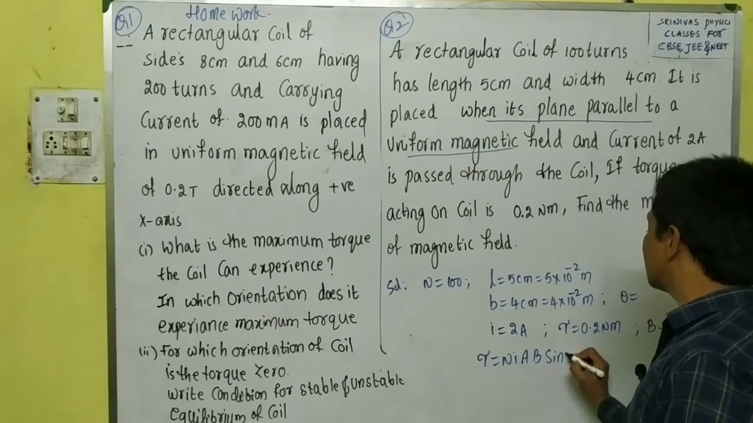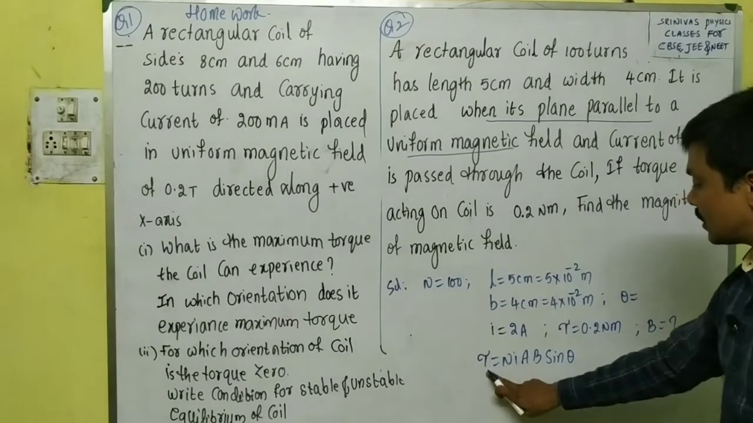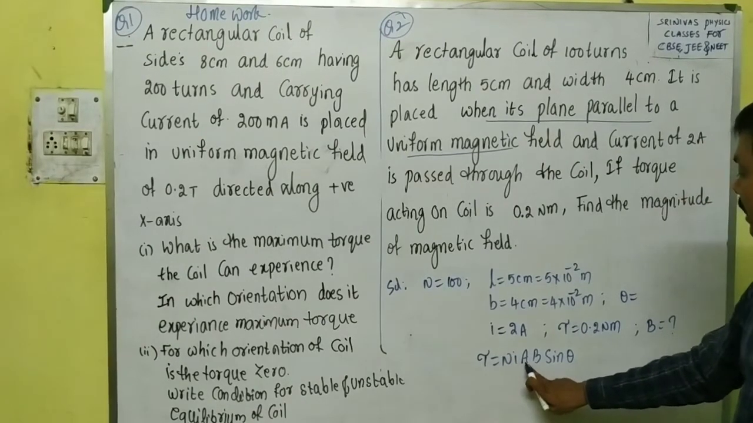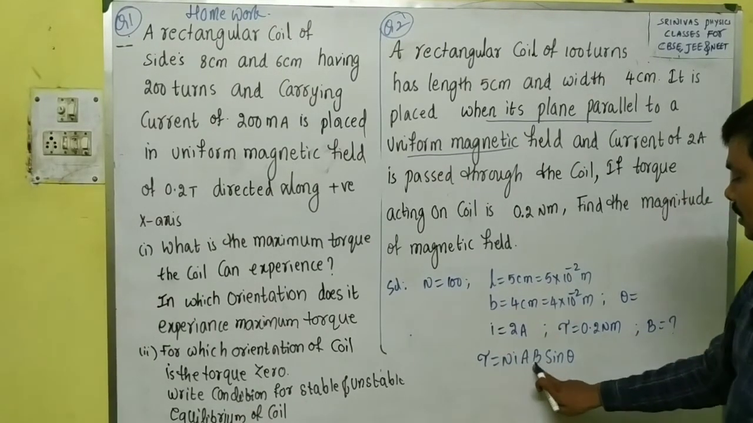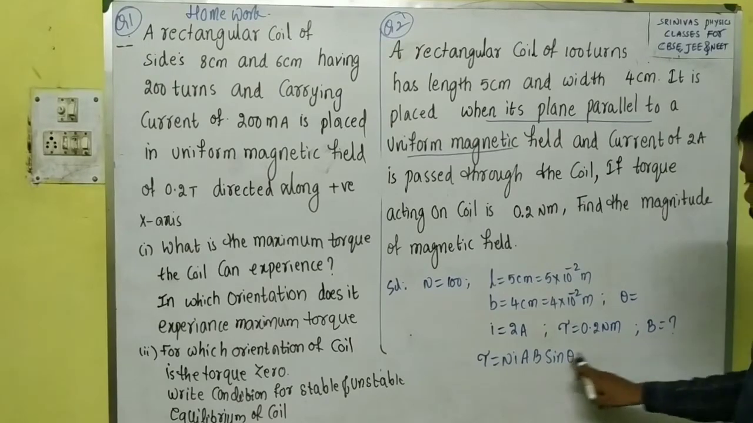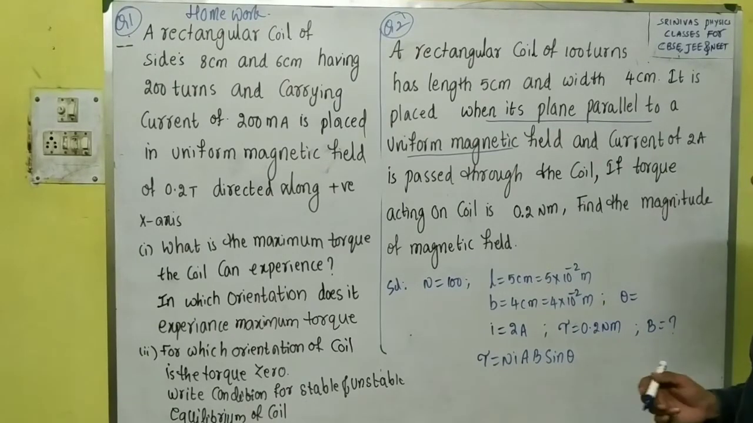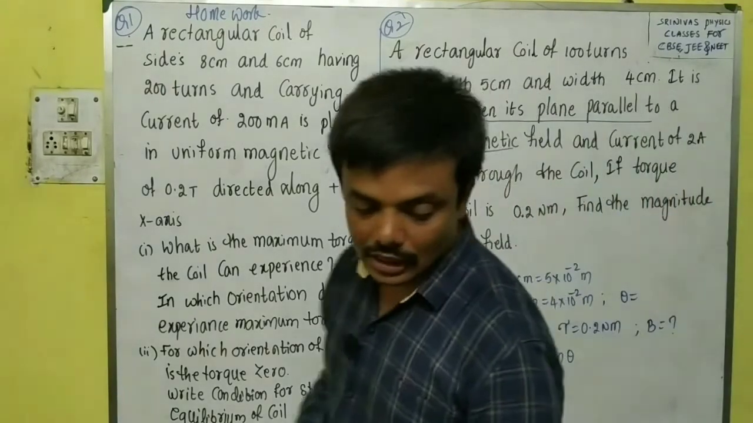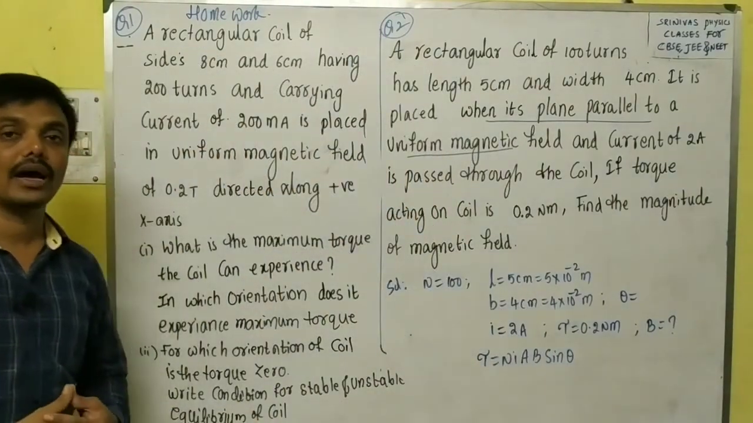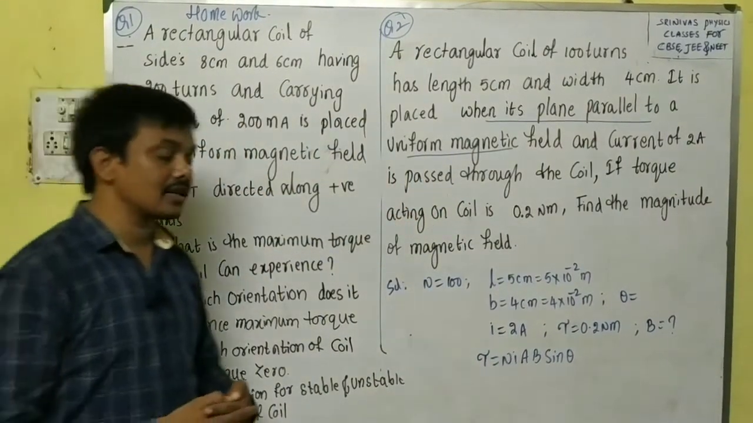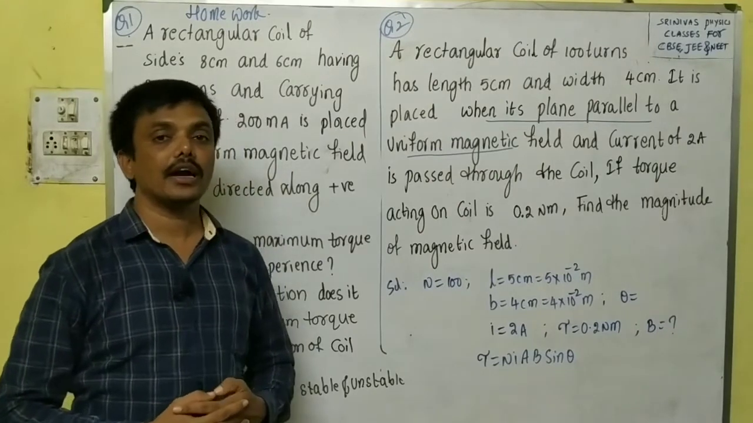NIAB sin theta. In this, the torque they gave, number of turns they gave, current they gave, area we can find out, length into breadth. Magnetic field B we have to find out, theta we have to know. Theta is what? Theta is the angle between the normal to the plane of the coil and the magnetic field.